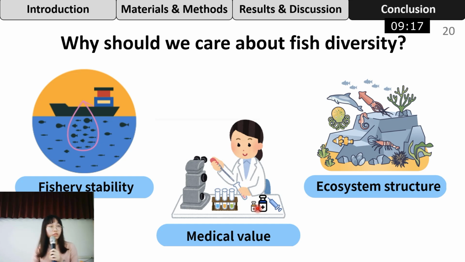And here I'd like to talk about why we should care about fish diversity. First, fish diversity helps increase fishery stability. Studies have shown that fisheries targeting a wide range of species tend to have more stable catches compared to those focused on a single species.